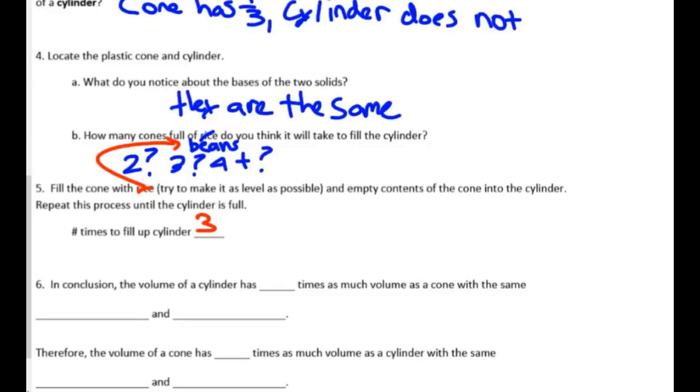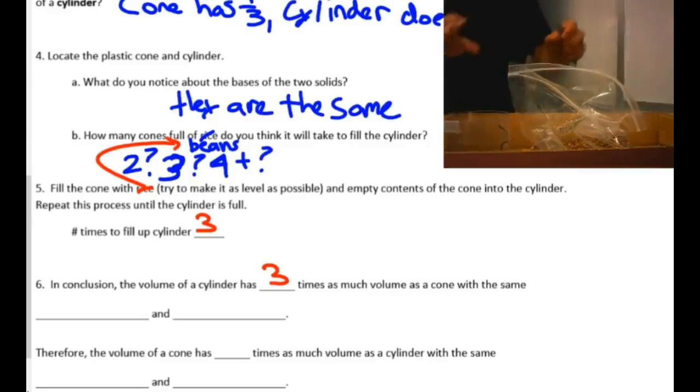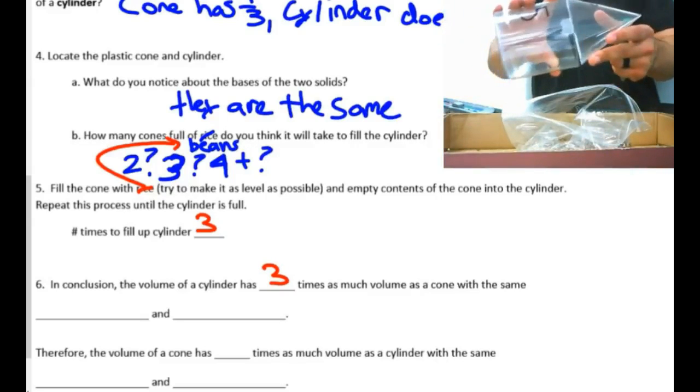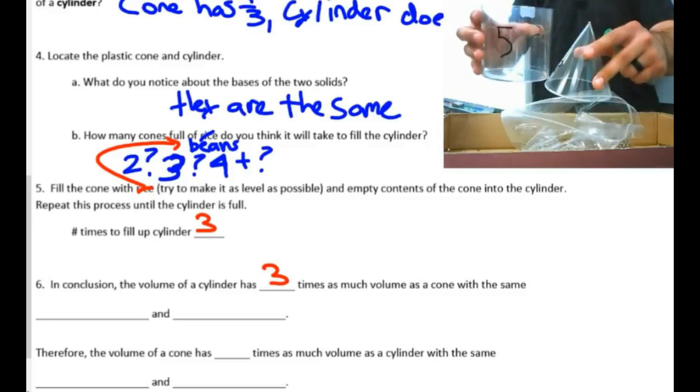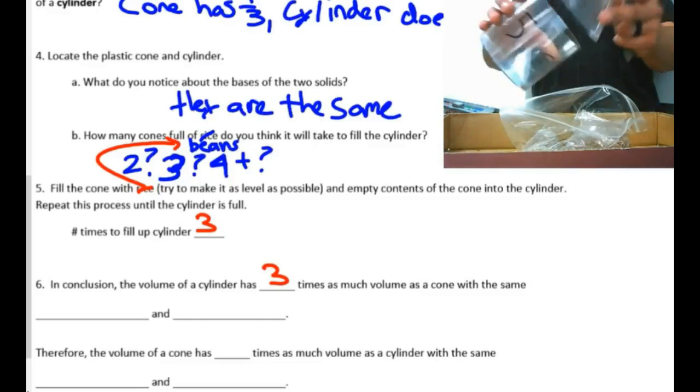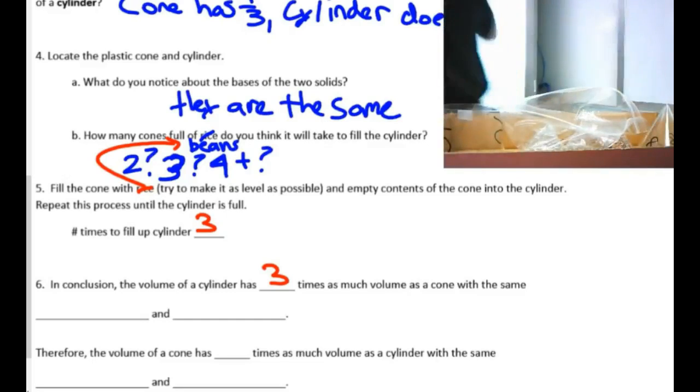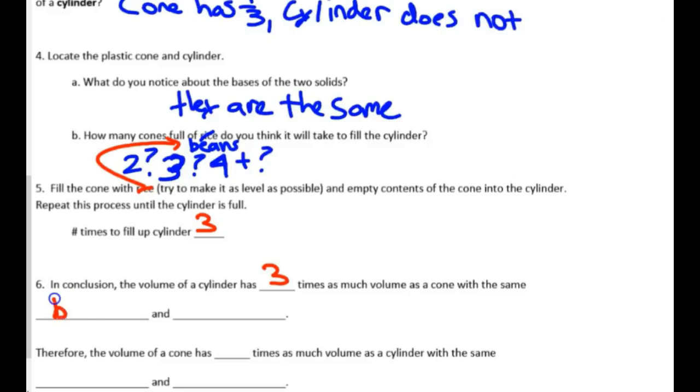So in conclusion, and let me make this look nicer. It's a 3 and a 4. All right. So in conclusion, the volume of a cylinder has blank times as much volume as a cone. So a cylinder has 3 times as much volume as a cone. But I want y'all to notice, it had to have the same base, right? So it was the same base, but not only that, it had the same what? Height, right? These are the same exact height, same exact base, okay? So let's write that in. The same base and height.